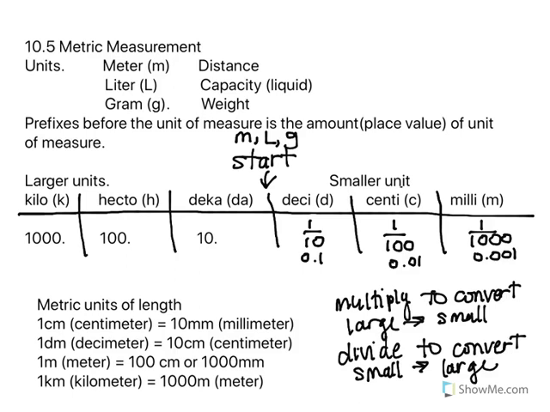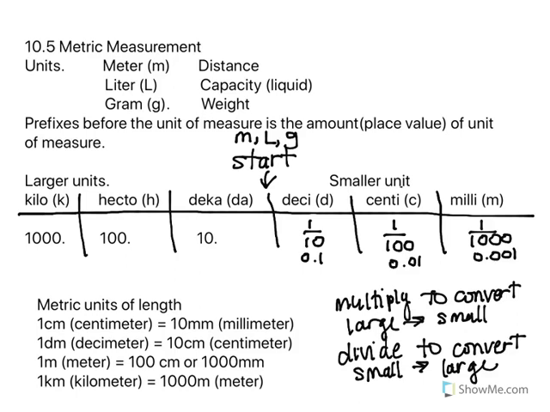For capacity, we use gallons, quarts, pints, cups, and ounces. In other parts of the world, they just use liters. And for weight, we use ounces, pounds, and tons. And in metric measurement, we use grams.